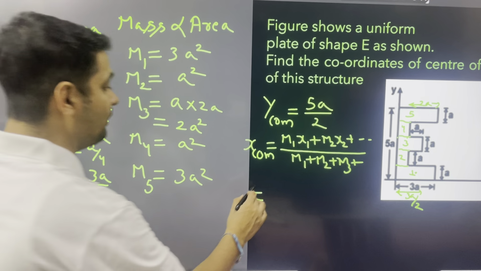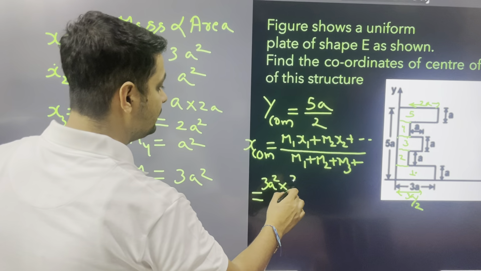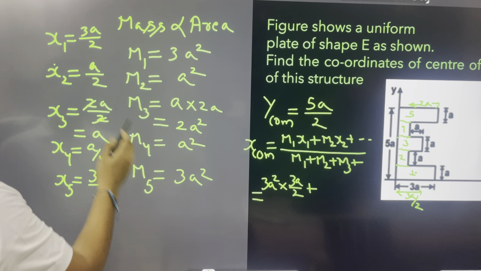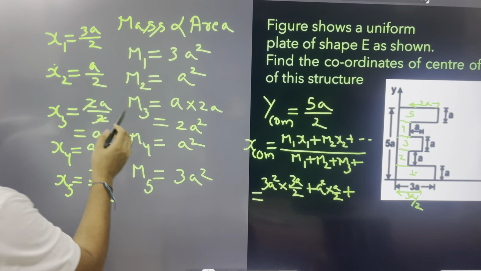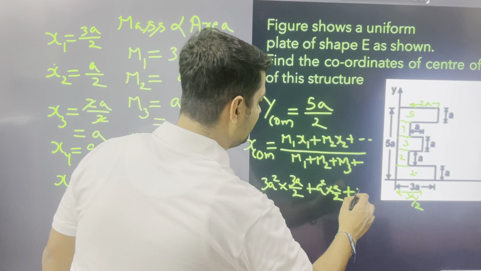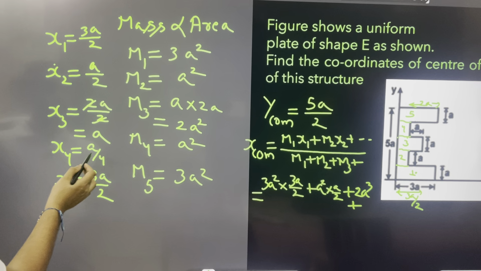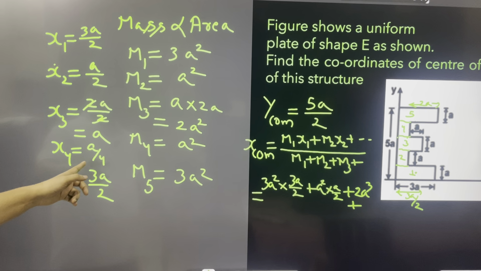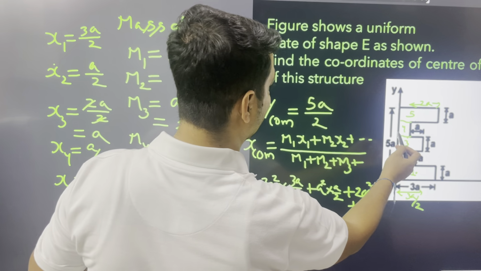So m1 is 3a square. See here, 3a square into x1 value, 3a by 2, correct, plus m2 x2, m2 is a square into a by 2, plus, okay, what next? M3, 2a square into a, that is 2a cube. Plus what next? M4, a square into x4. Am I correct here? Why have I written a by 4? We have to check. X4 is this one, na? Okay, so x4 is a by 2 only, na?